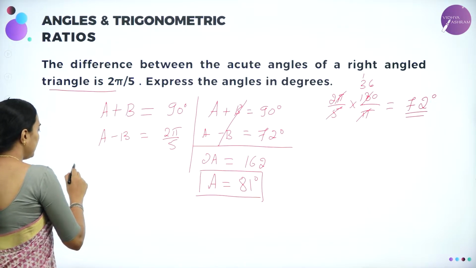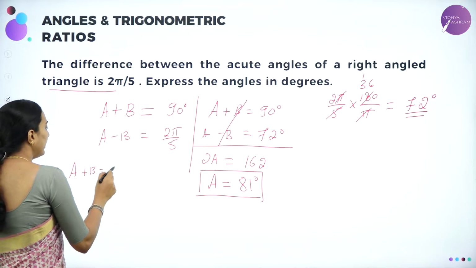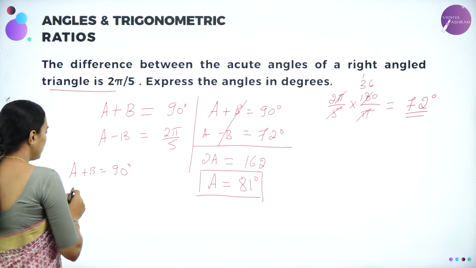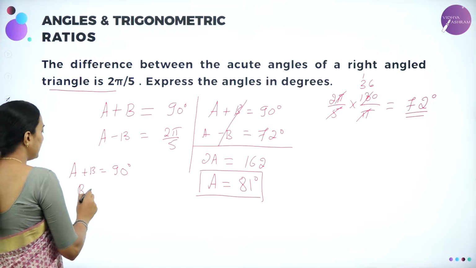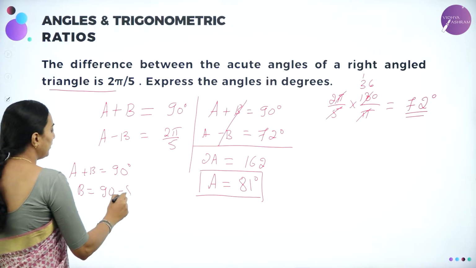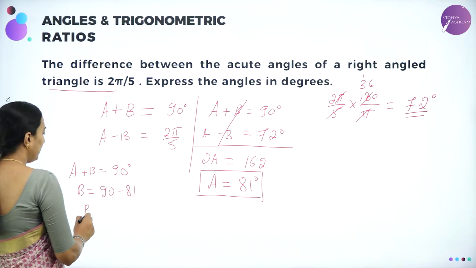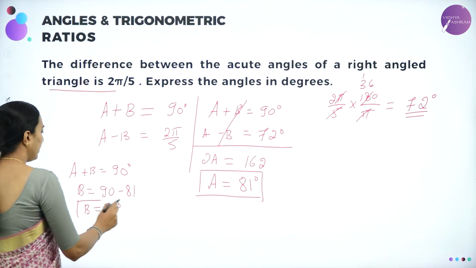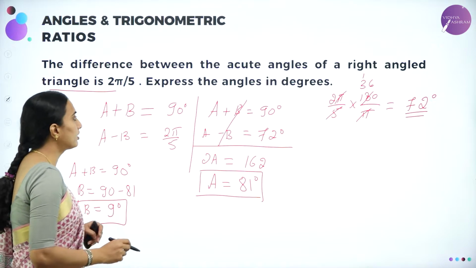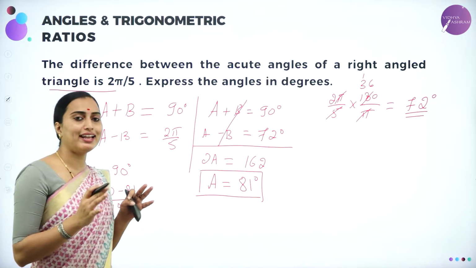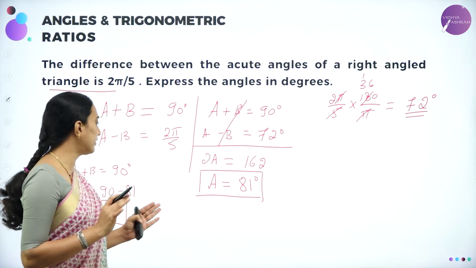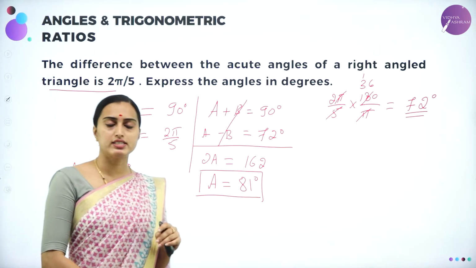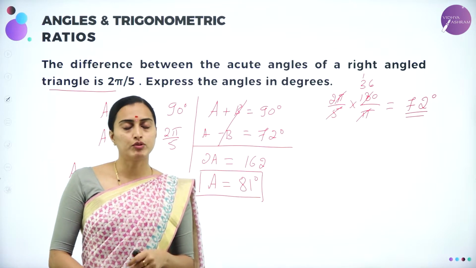Therefore, A plus B is equal to 90 degrees. So A is equal to 81 degrees means B will be equal to 90 minus 81, which is nothing but 9 degrees, right? Correct? So therefore, express the angle in degrees. They have asked: A is 81 degrees and B is 9 degrees. That's it, dears. I hope you understood. We'll move on to the next problem.